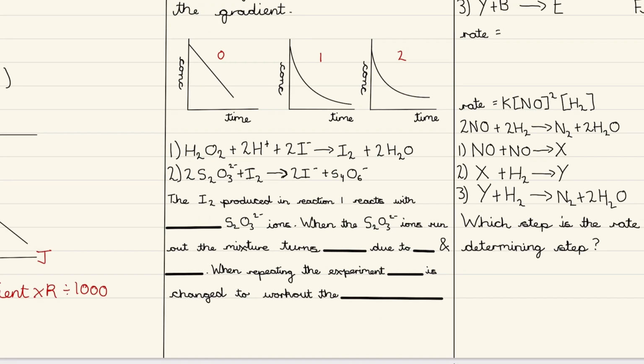Okay, so here we have the iodine clock experiment. So for this experiment, we're going to produce iodine, and that's going to react with this ion over here, which is limiting. However, eventually you're going to run out of these ions, and when that happens, the mixture turns black, and that's because the iodine that we form here is going to react with starch. When repeating the experiment, the concentration of I minus is changed to work out the order of I minus.